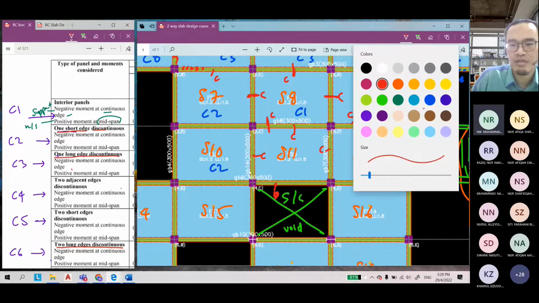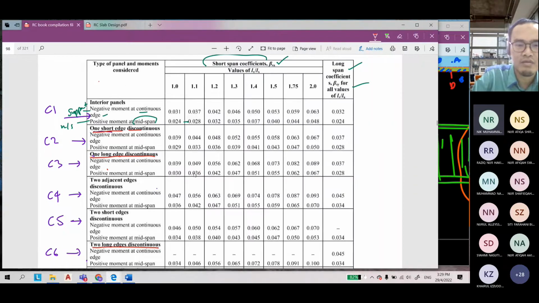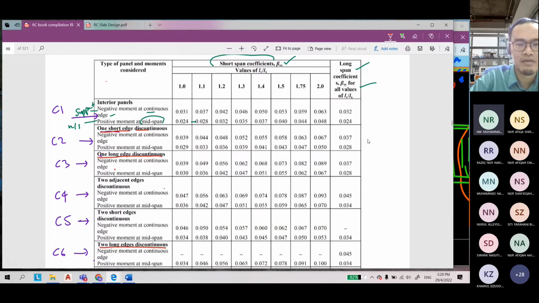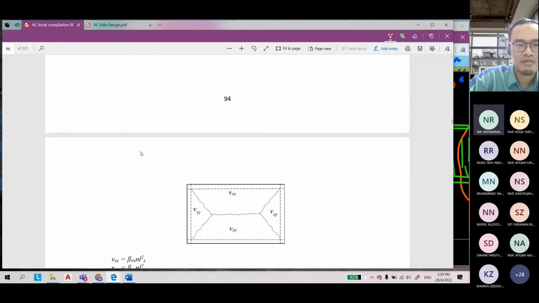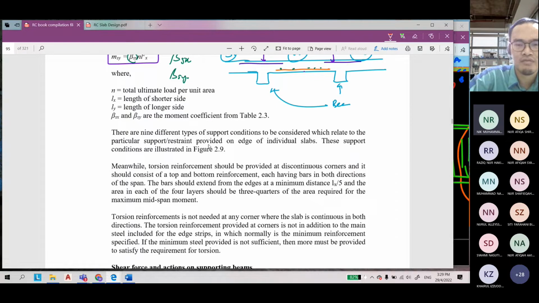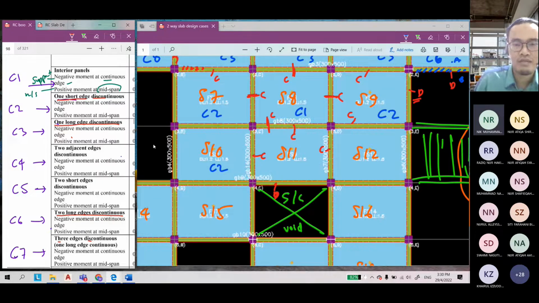Please don't be confused about this one. If you wrongly determine the cases, the coefficient of bending moment is also wrong, and then you have to say goodbye to that question. You can only get marks for checking the depth, dx and dy, and then checking As minimum and As maximum. That's all you can score. So be careful, this is very, very critical. If you insert the wrong value for bending moment due to wrong coefficients, everything goes wrong. So this one is case number 3.